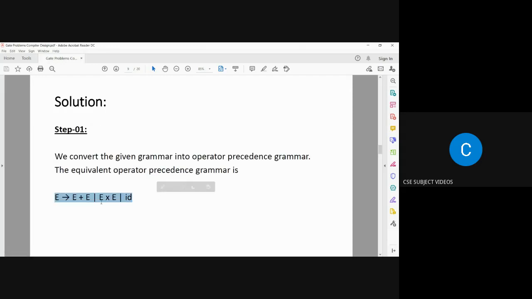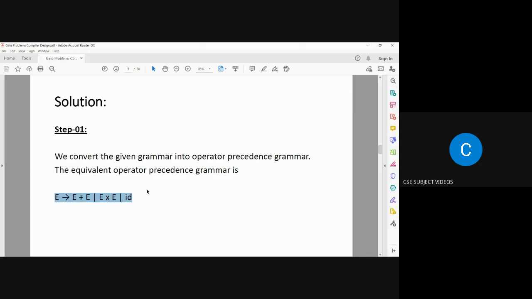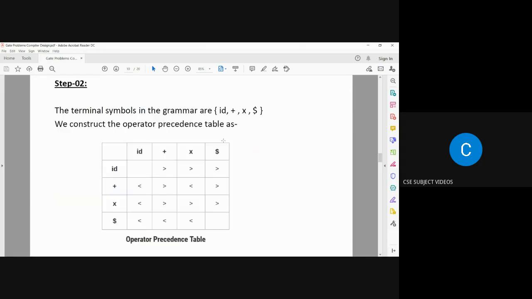E tends to E plus E slash E into E slash id. This is our grammar, an operator precedence grammar. Step 2: the terminals in this grammar are plus, into mark, and id. The initial configuration of our stack is dollar.